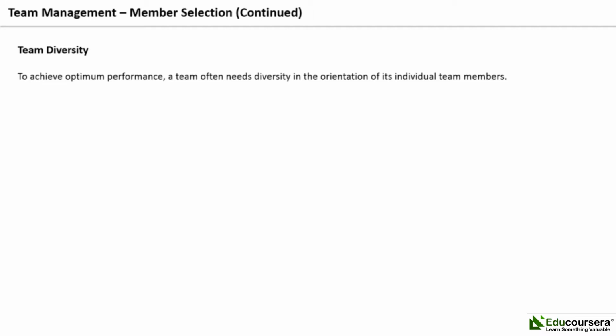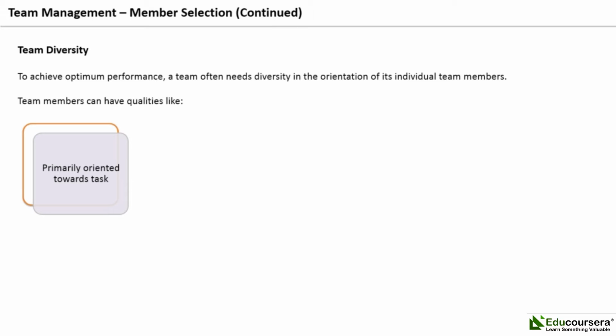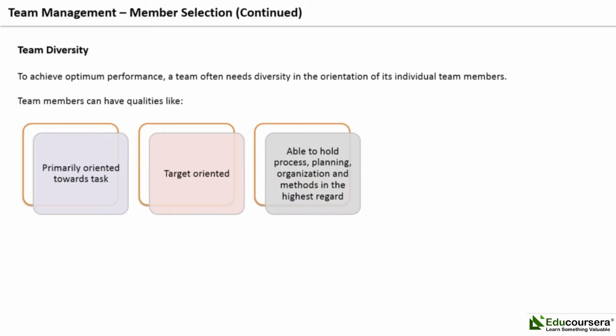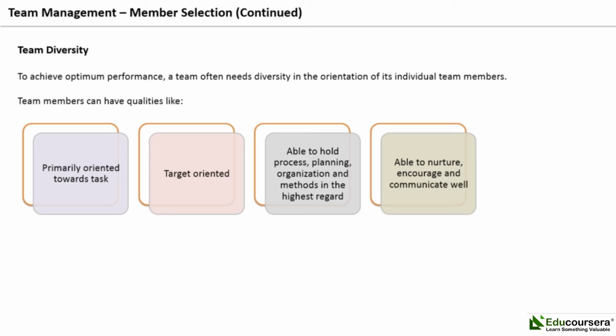Team diversity. To achieve optimum performance, a team often needs diversity in the orientation of its individual team members. Some team members are needed who are primarily oriented towards task and target date accomplishment. Other team members will be needed who hold process, planning, organisation and methods in the highest regard. Teams also need members who nurture, encourage and communicate well. Teams need some members who are creative and innovative. This quality is helpful when product design, inspiration, optimism or humour is needed.